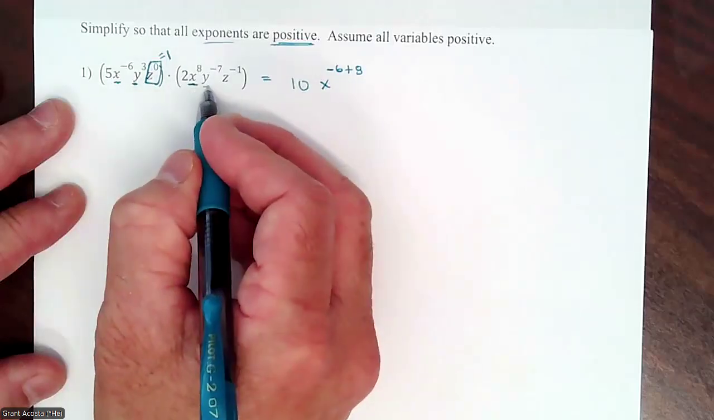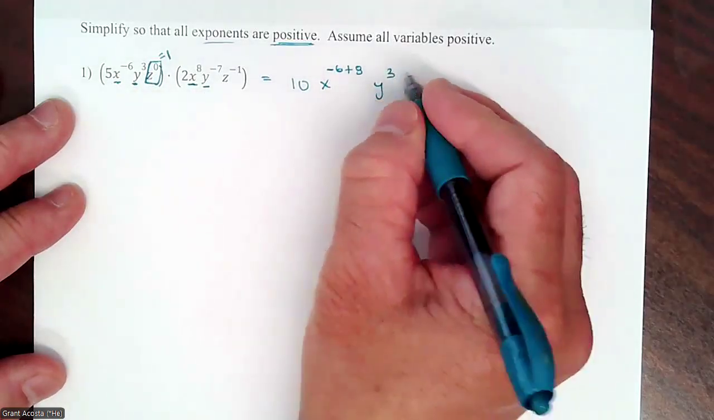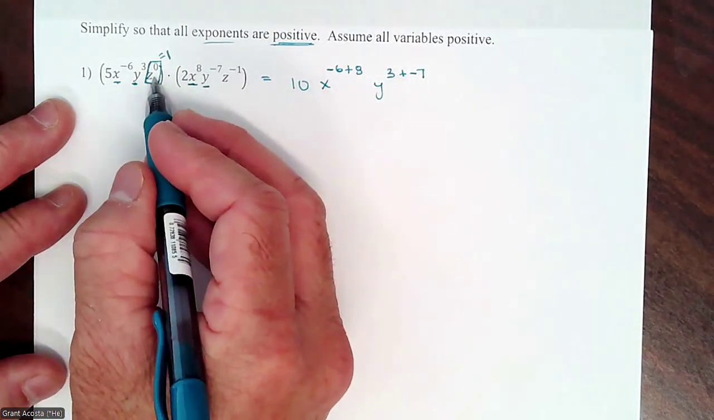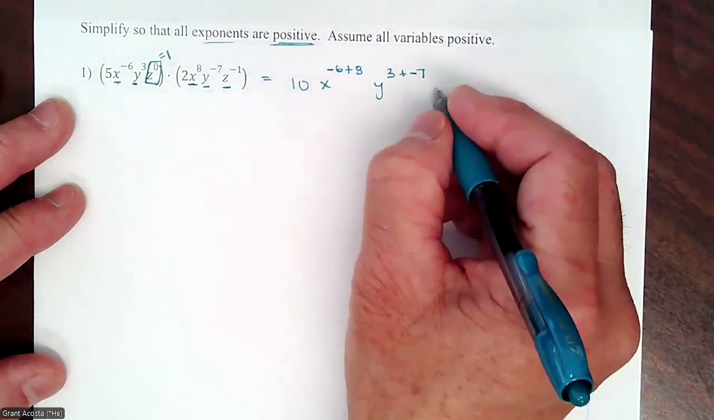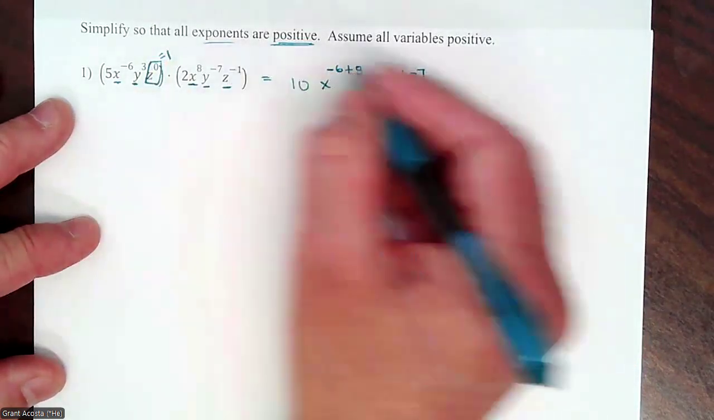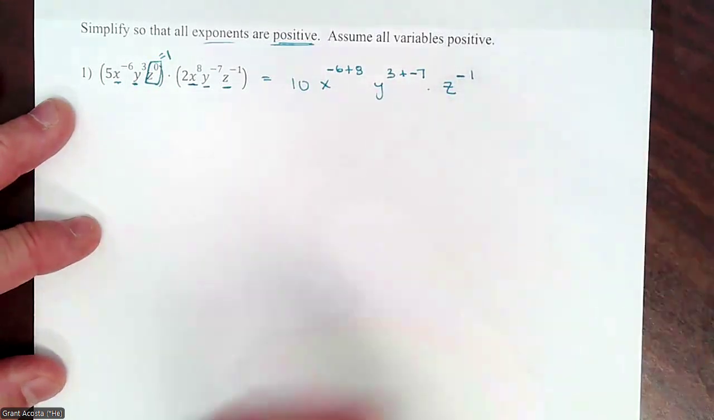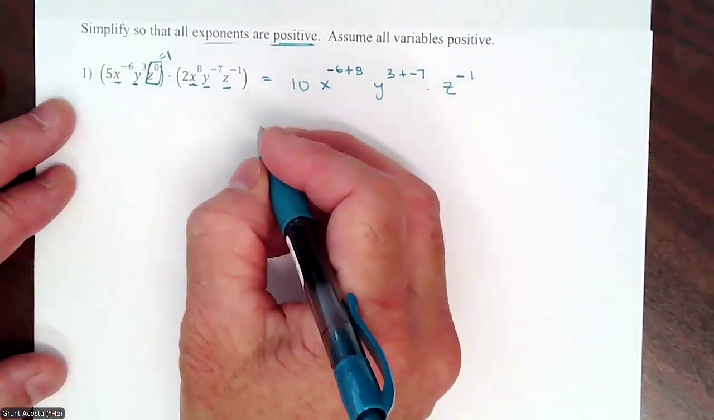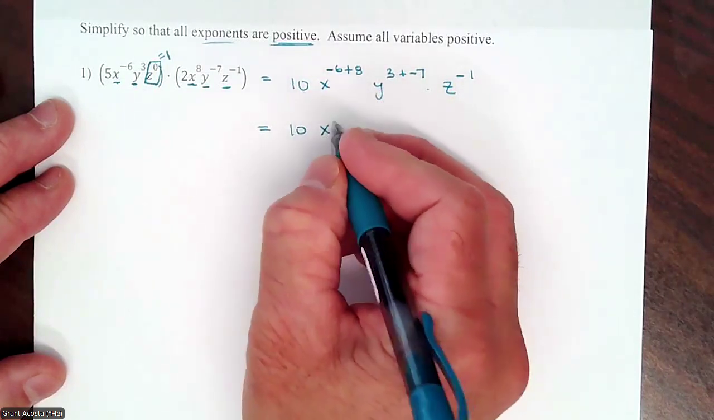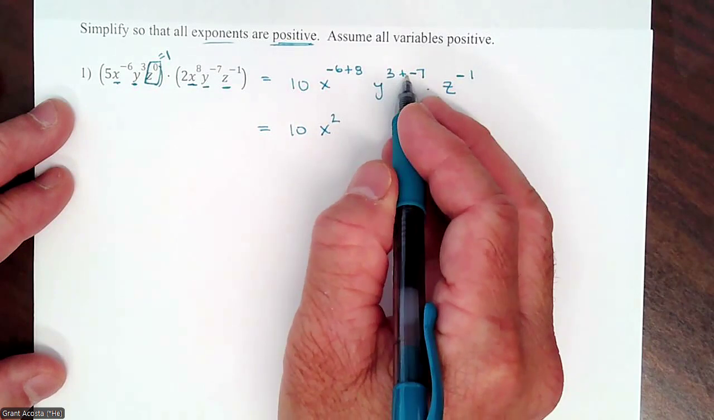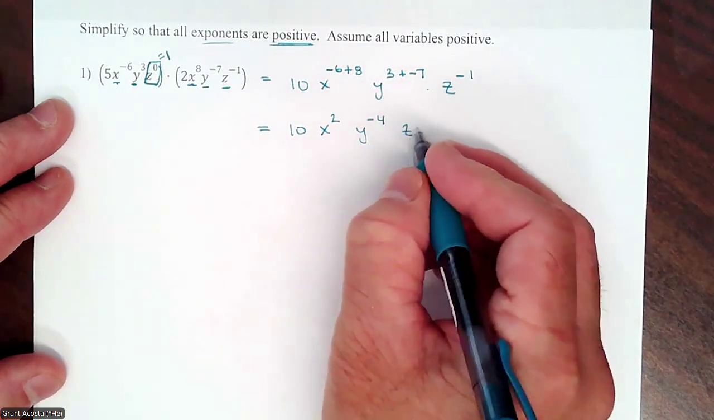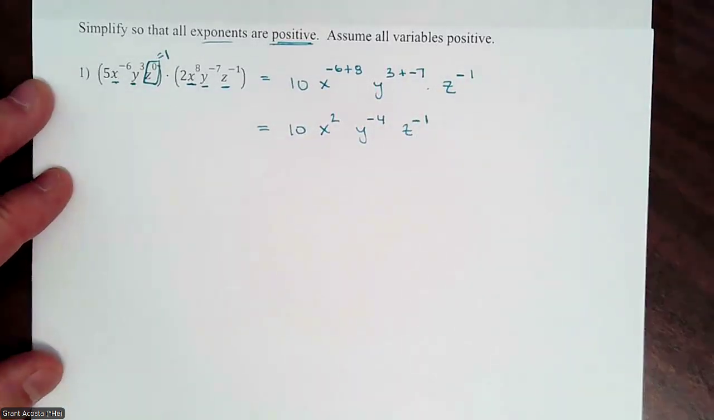y to the third times y to the negative 7 is y to the 3 plus negative 7, which is really 3 minus 7. And then z to the 0 times z to the negative 1 is really just 1 times z to the negative 1, which is z to the negative 1. Okay, let's simplify these exponents. Negative 6 plus 8 is 2. 3 plus negative 7, which is 3 minus 7, is negative 4, z to the negative 1.